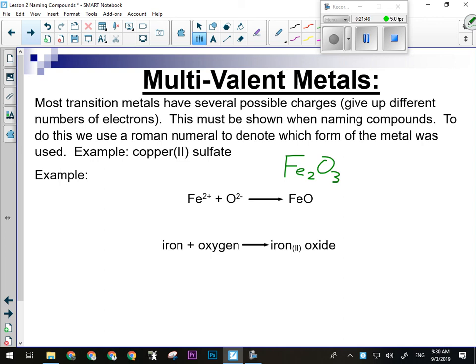Okay, they have different physical and chemical properties because they're different compounds. They can't have the same name.